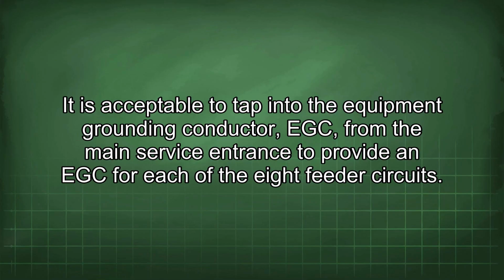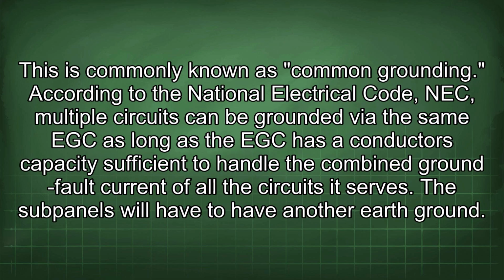It is acceptable to tap into the equipment grounding conductor (EGC) from the main service entrance to provide an EGC for each of the 8 feeder circuits. This is commonly known as common grounding. According to the National Electrical Code (NEC), multiple circuits can be grounded via the same EGC as long as the EGC has a conductor's capacity sufficient to handle the combined ground fault current of all the circuits it serves.